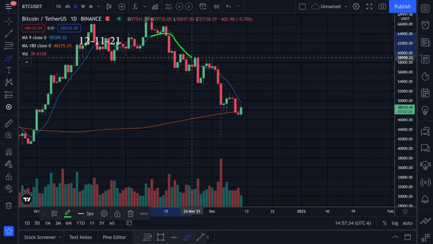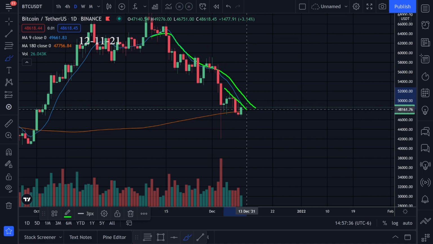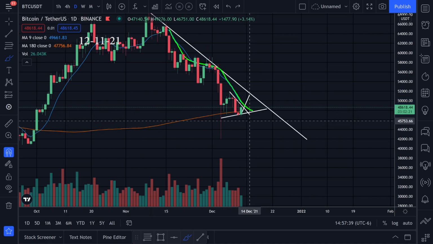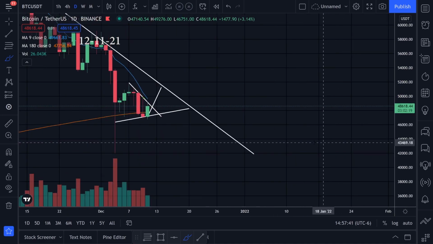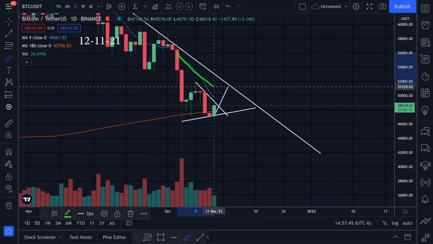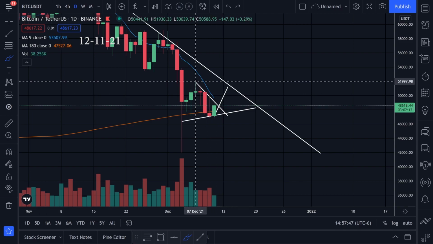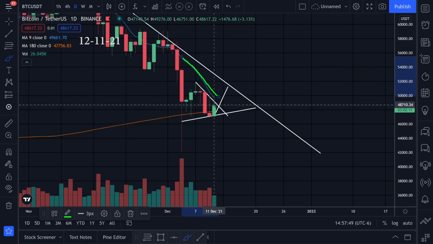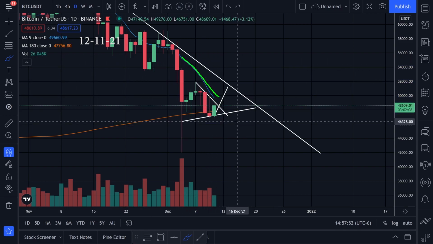We have the 9 moving average right here, and we had this trend line going like that. Let's go ahead and pull it back. What I'm thinking is it's possible that this 9 moving average right here, let's say we break this trend line going to the upside, gives us trouble and pushes us back down.